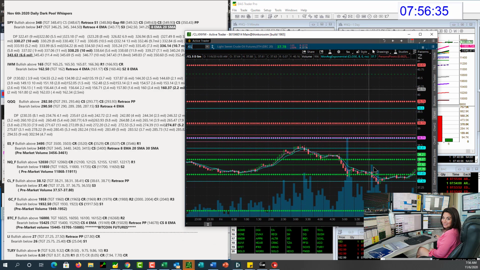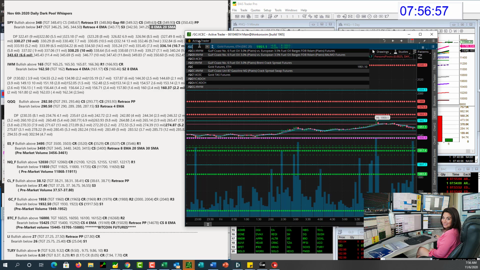All right, so it looks like oil had a rough morning. Trying to bounce off this Camarilla right here. So bullish above 38.12 and bear below 37.40. We've tested that area once already. We'll see if it goes down again. And let's head on over to gold futures.